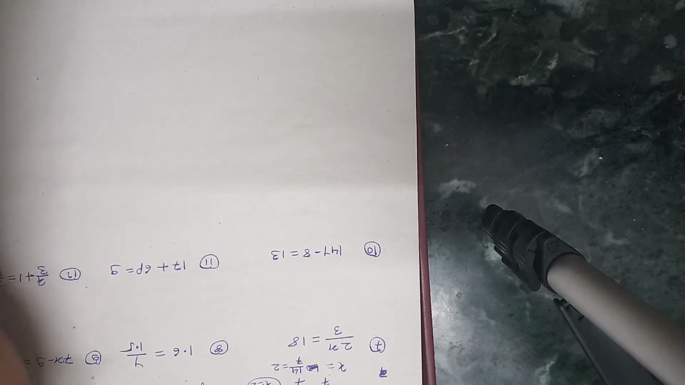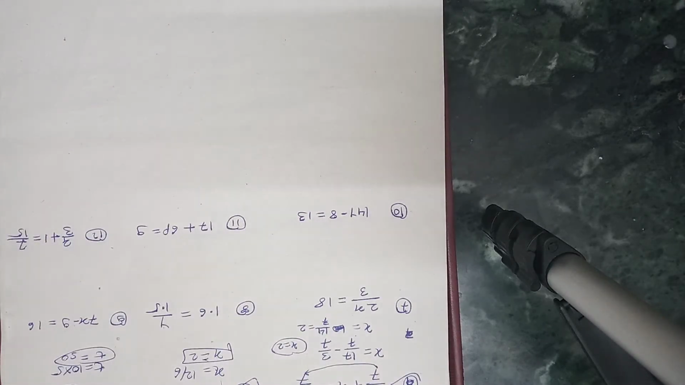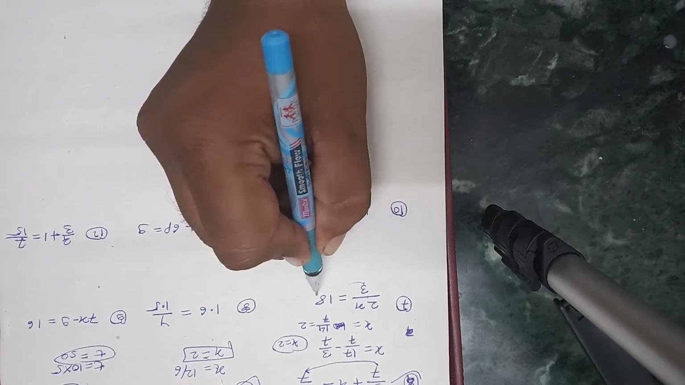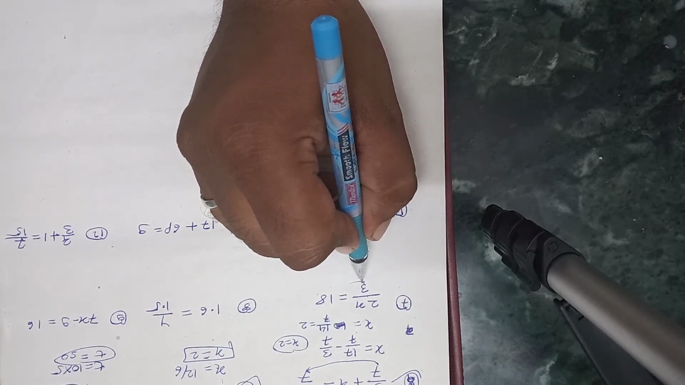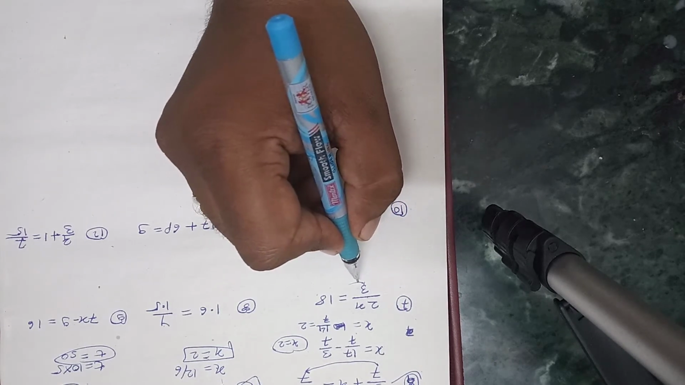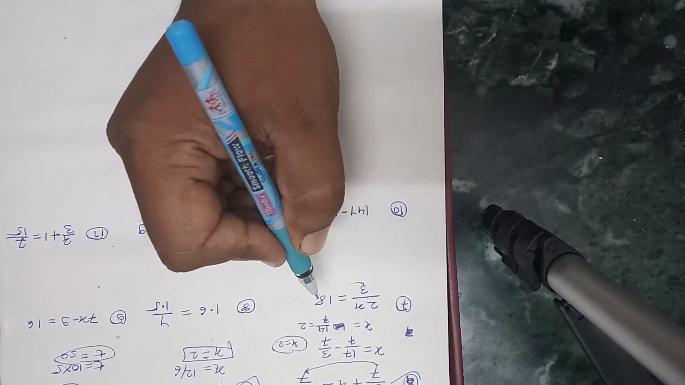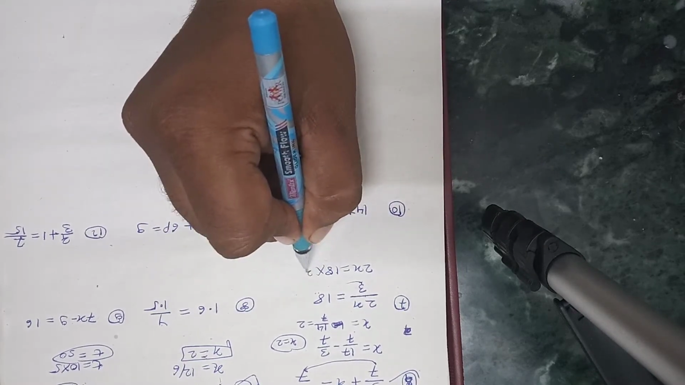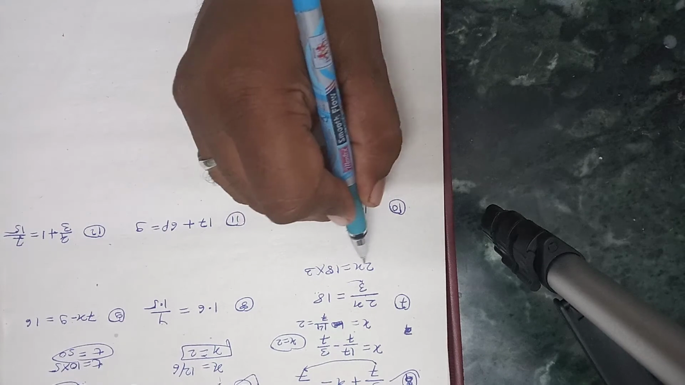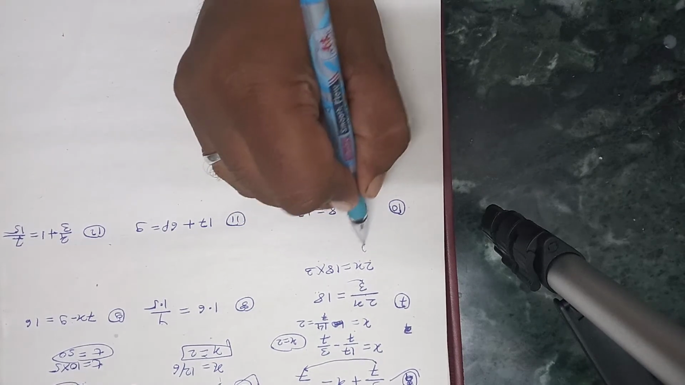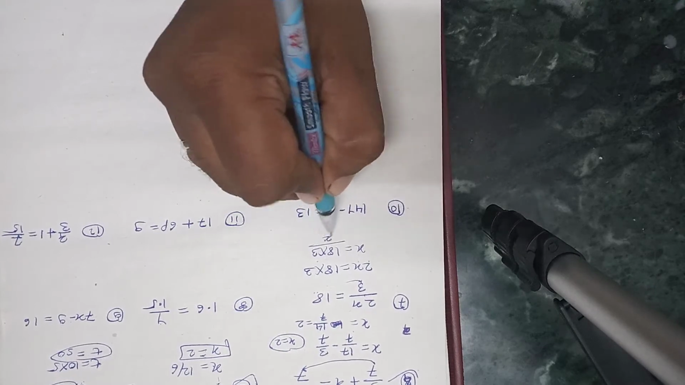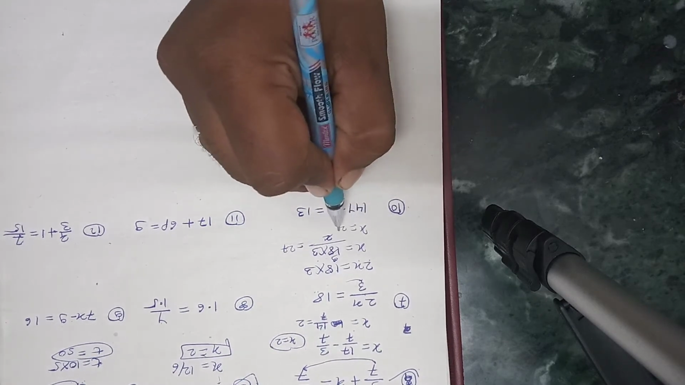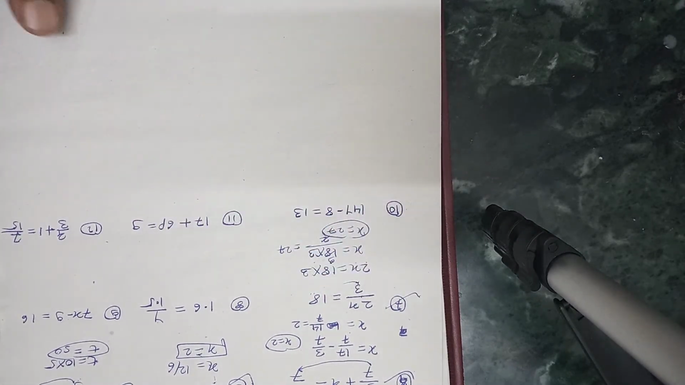Let us see example number 7. In example number 7, 2x by 3 is equal to 18. Same, transfer this 3 here. When we transfer from LHS, if any value is in divisor form, when we transfer it to RHS, it will get into multiplication form. So 2x is equal to 18 into 3. Transfer this 2 here, it will become 18 into 3 by 2. 18 divided by 2 is 9. 9 threes are 27. The answer is x is equal to 27. Example number 7 is completed.